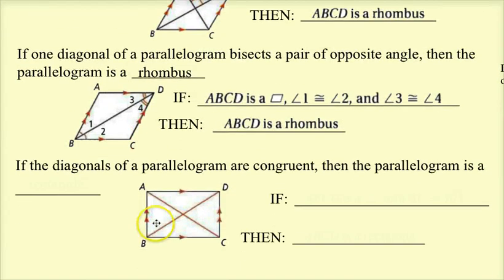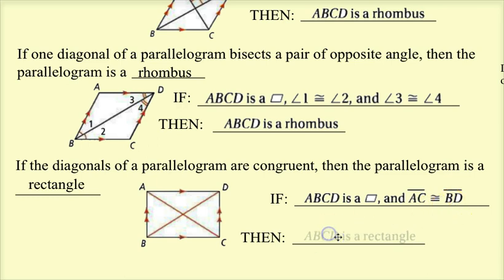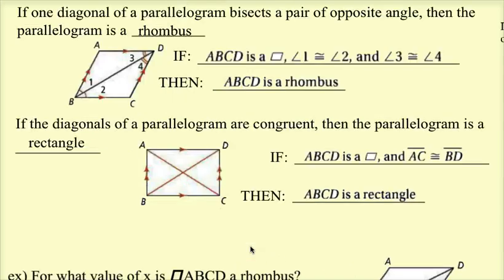If the diagonals of a parallelogram are congruent, then the parallelogram is a rectangle. Yesterday we learned the diagonals of a rectangle were congruent. So if ABCD is a parallelogram, you can see the opposite sides are congruent, and if AC is congruent to BD, then ABCD is a rectangle. So these are ways that we can prove our special parallelograms are rectangles and rhombuses, and then finally squares as well.